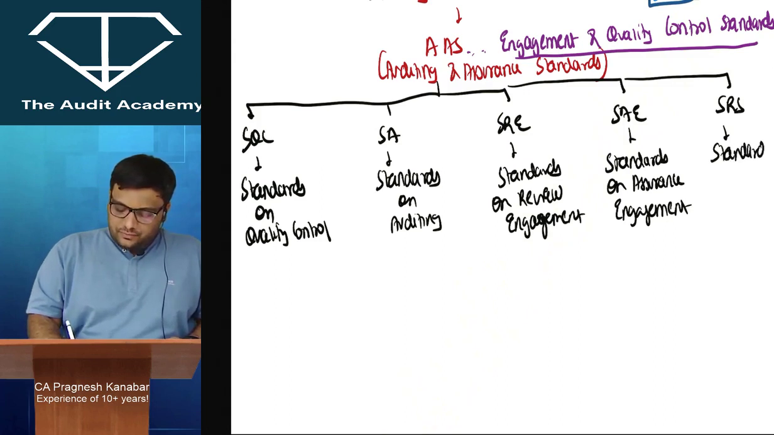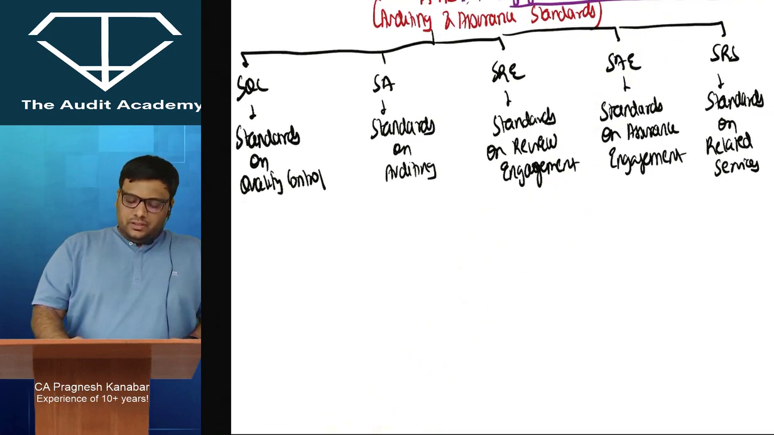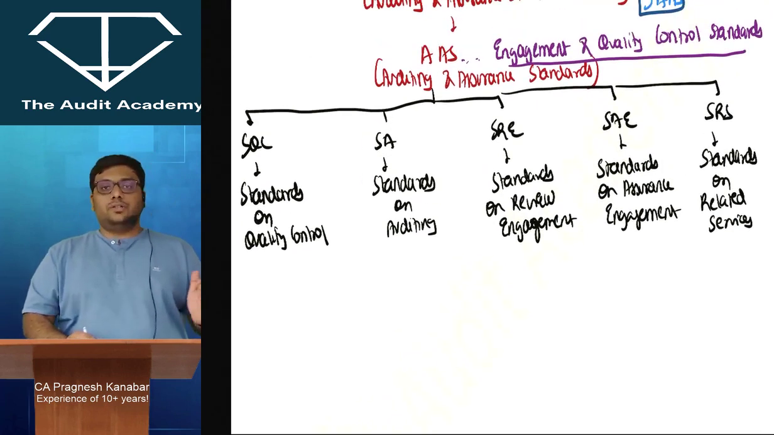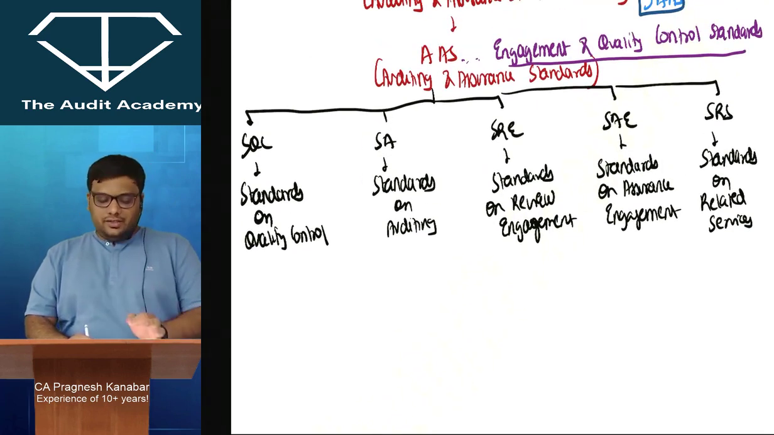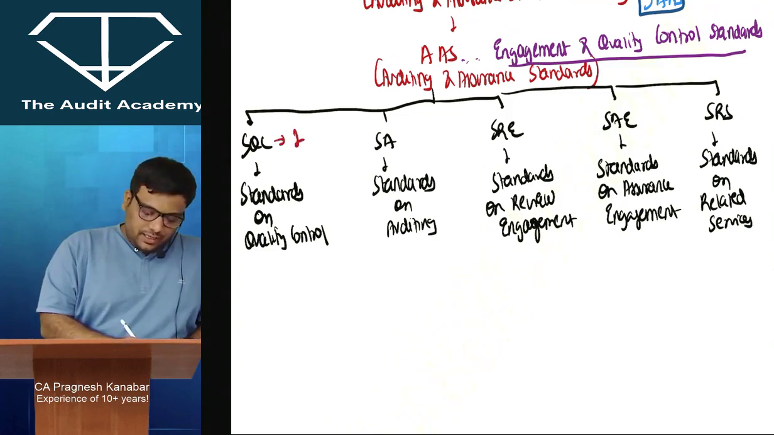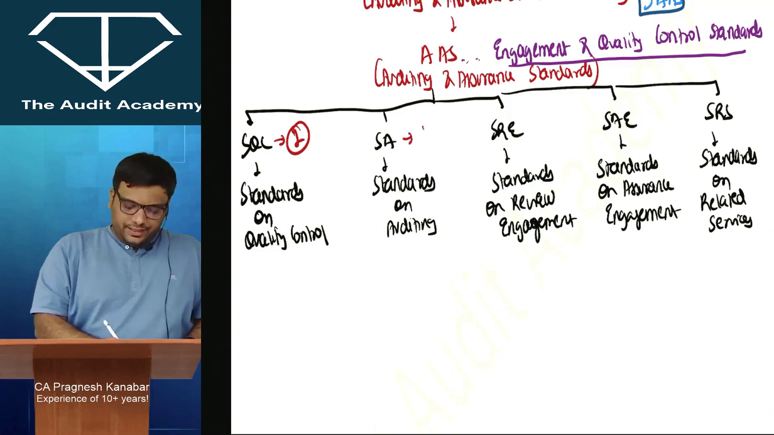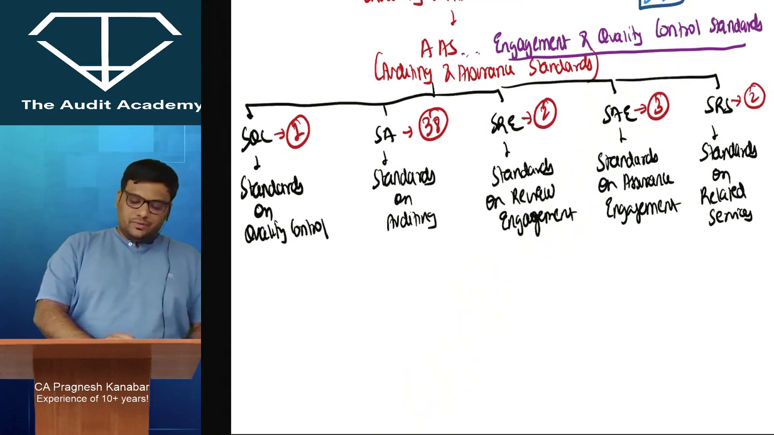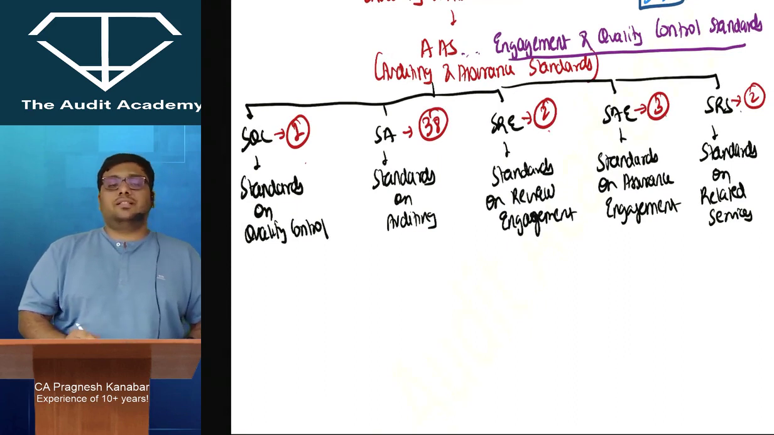SRS, standards on related services. So I repeat, engagement and quality control standards are divided into 5 categories: SQC, SA, SRE, SAE and SRS. Okay. In SQC category, we have just one standard. In SA 38, in SRE 2, in SAE 3 and in SRS 2. So you can see 38 plus 1, 39, 41, 44 and 46 standards.